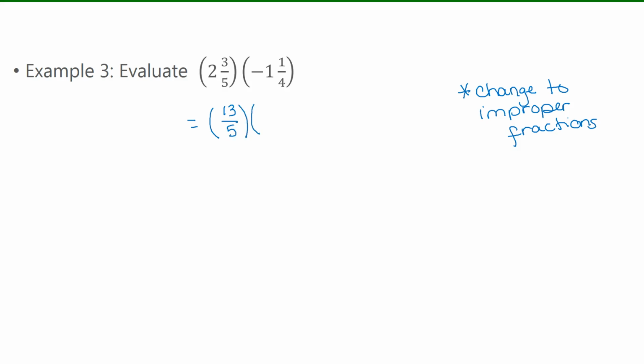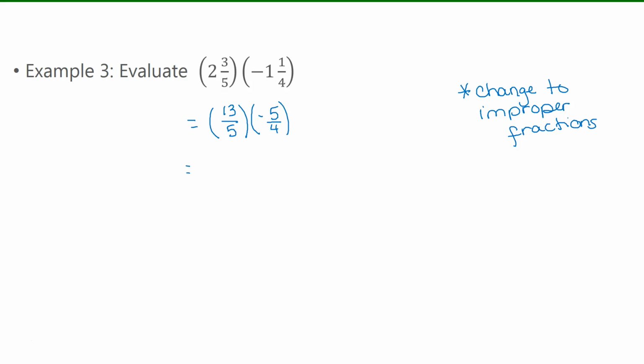Example 3 here involves some mixed numbers. What we're going to do with those mixed numbers is change them to improper fractions. Two and 3 over 5. We have 2 times 5, which is 10 plus the 3, 13 over 5. Then 1 times 4. Notice I didn't say negative 1 times 4. You don't take the negative. Just 1 times 4 is 4, plus the 1 up top gives me 5. So negative 5 over 4.